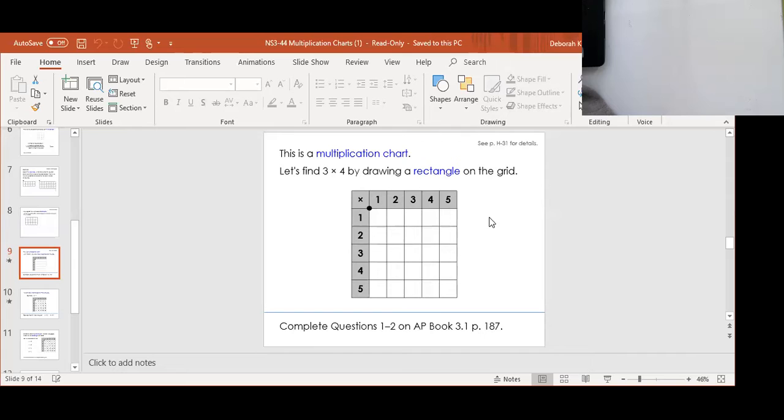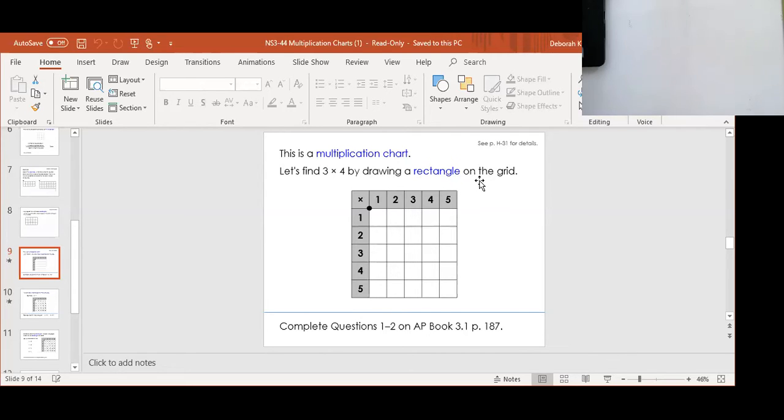So what I'm showing you here now is the same as what we were showing you, the boxes. And this is a multiplication chart. They make it a little easier in the multiplication chart because they put the numbers across the top and bottom, just so you know how many down it is and how many across it is. You don't have to count it all. So here it says, let's find a 3 by 4 by drawing a rectangle on the grid.